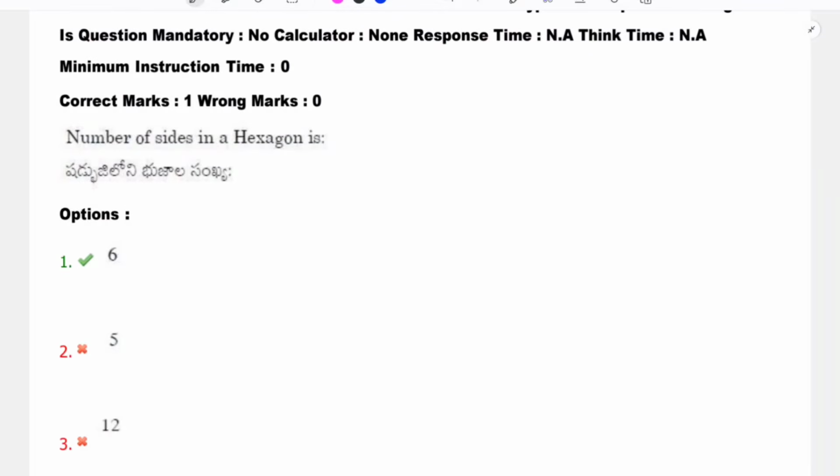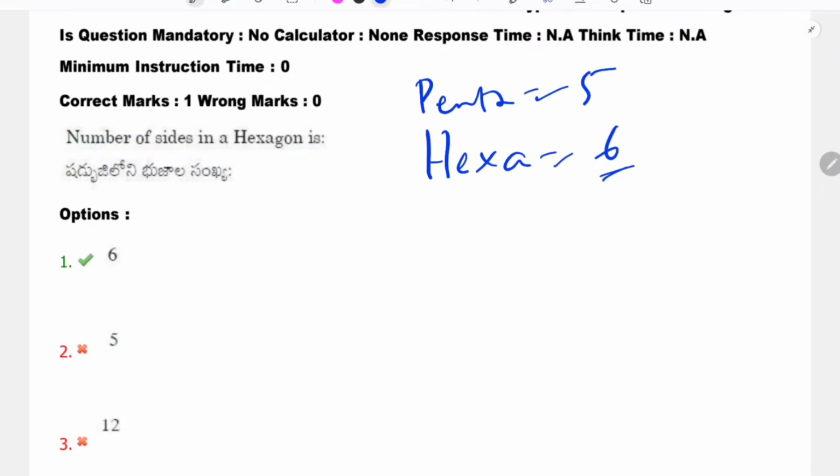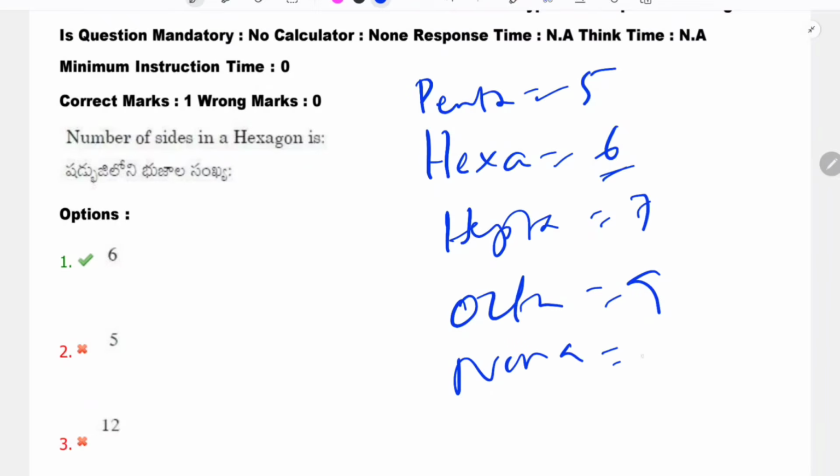Next question. Number of sides of a hexagon. You should know how many sides there are in a hexagon. I will write here a few things for you. Hexa means 6. Penta means 5. Hepta means 7. Octa means 8. Nona means 9. Deca means 10. So anything if it comes, you can write.